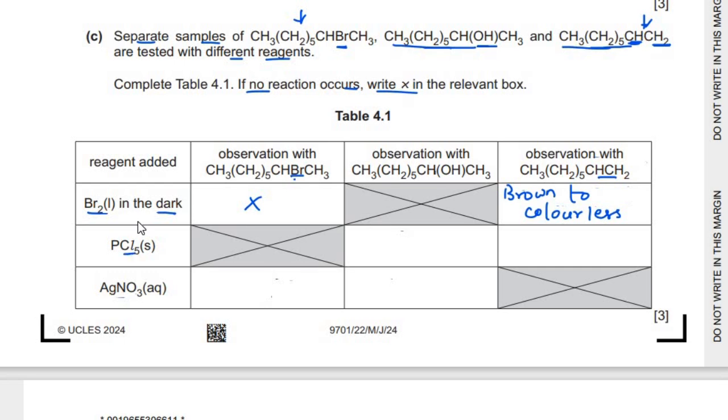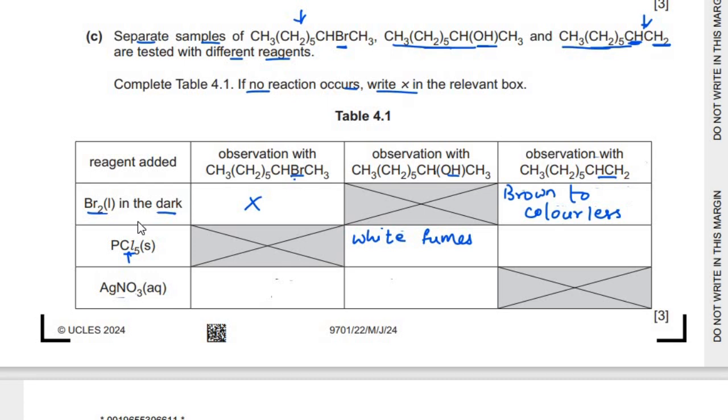Okay, when PCl5 reacts with the hydroxyl group, the hydroxyl group will be replaced by chlorine, but an HCl will be produced as a byproduct. So in that case, white steamy fumes will be seen. So we can write white fumes, or you can even write white or misty fumes also. So this is how the observation will be seen with PCl5 with any alcohol group.